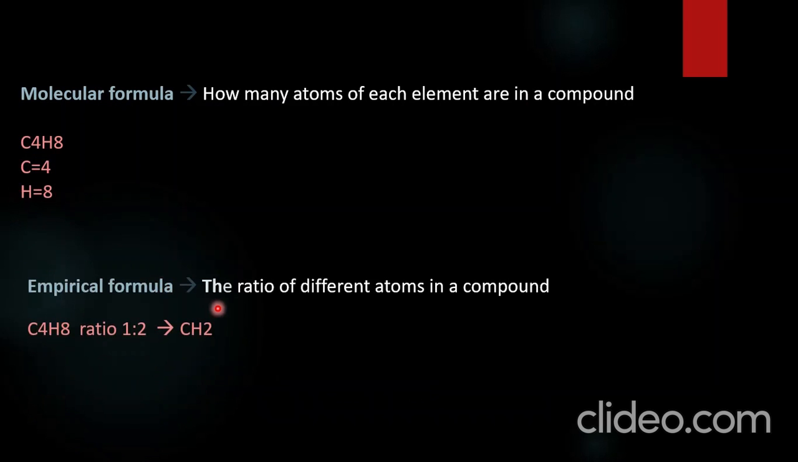The empirical formula shows the ratio of different atoms in a compound. For example, in this formula, we have C4H8, and the ratio between carbon and hydrogen is 1 to 2. Therefore, the empirical formula will be CH2, which means that for each carbon, we have 2 hydrogens.